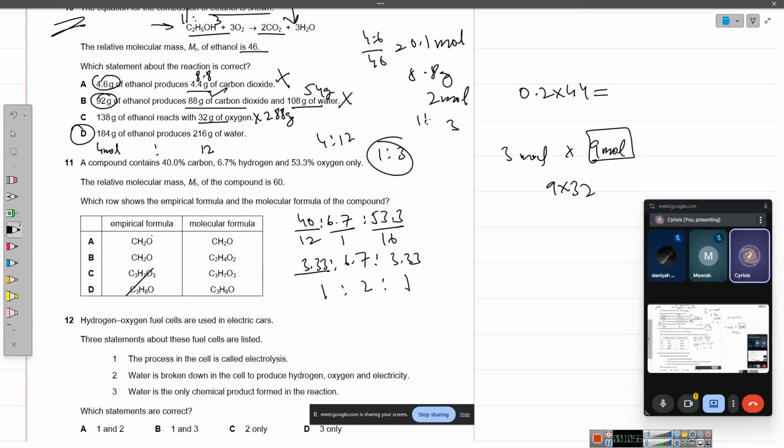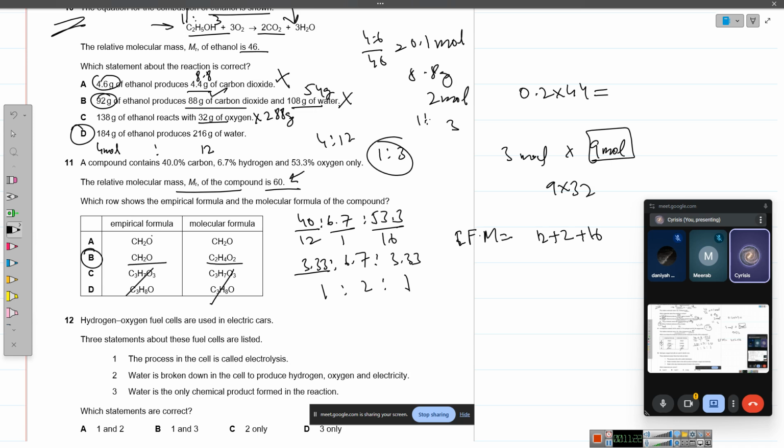So these two options are gone anyway, right? So we can cross them off. And then since the MR is 60, let's take the empirical formula mass, right? Empirical formula mass. And that's going to be 12 plus 2 plus 16, right? So 12 plus 2 plus 16 is 30, right? Since it is 60, that means I need to multiply the empirical formula by 2. So my option is going to be option B.